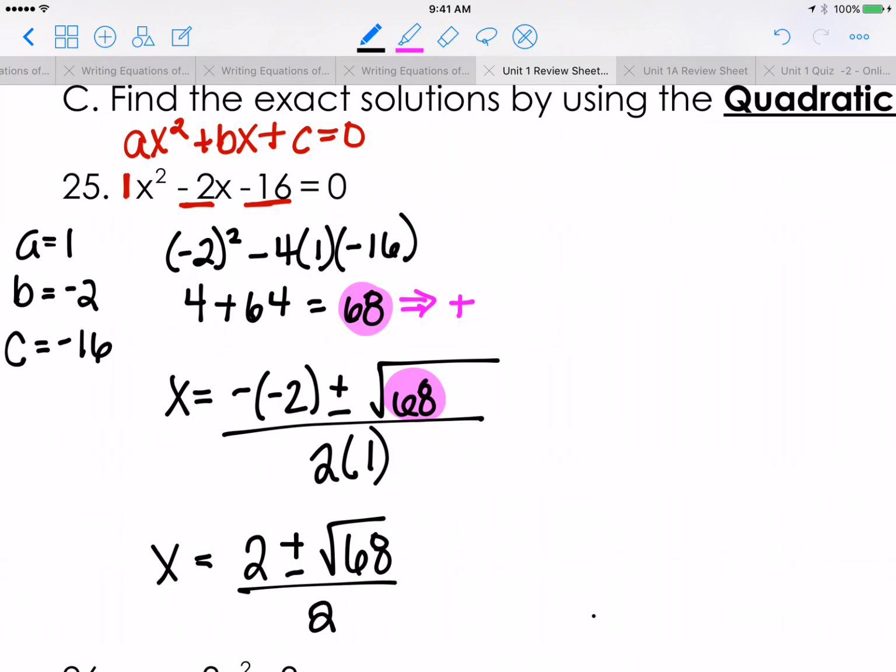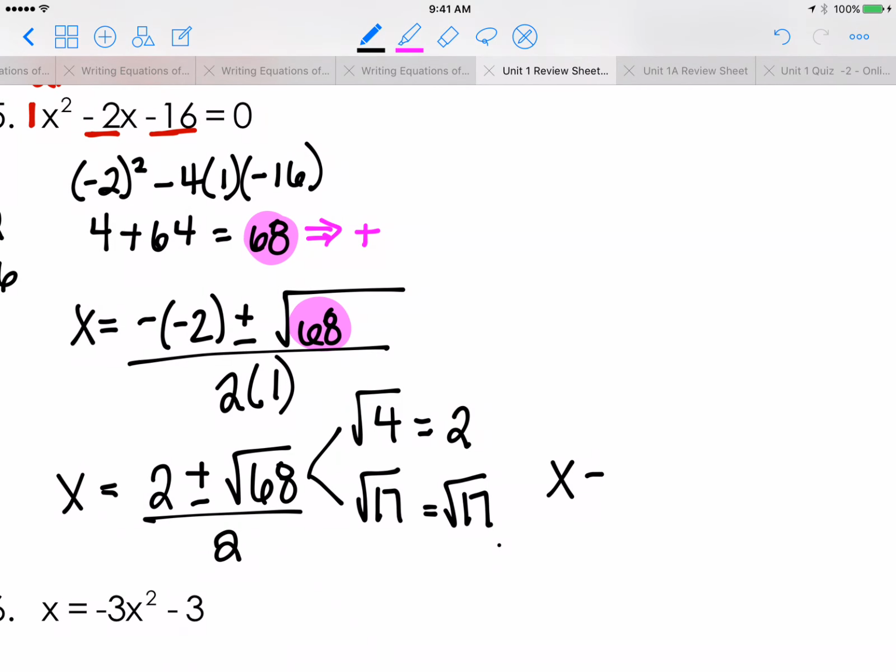Now let's break down 68. Let's see what we can break 68 into: the square root of 4 and the square root of 17. Let me make sure that's right. 4 times 17 gives me 68. So the square root of 4 is 2, and you can't break down 17 anymore, so it's just the square root of 17. So we have x equals 2 plus or minus 2 root 17, all over 2.